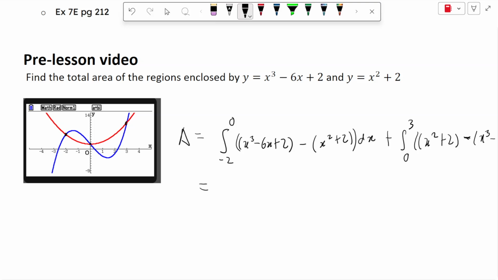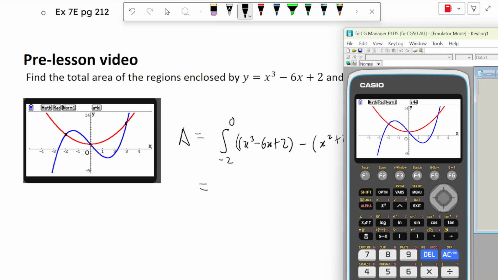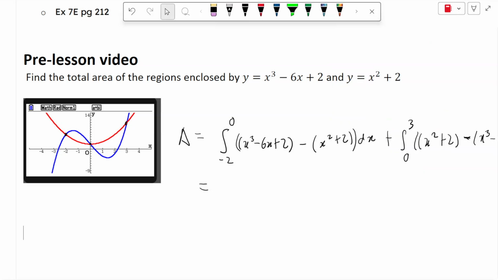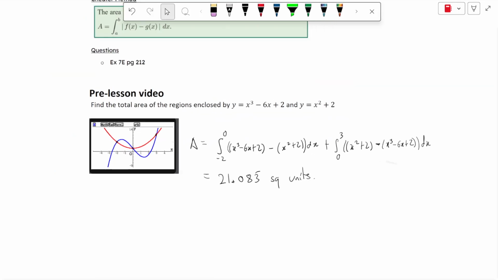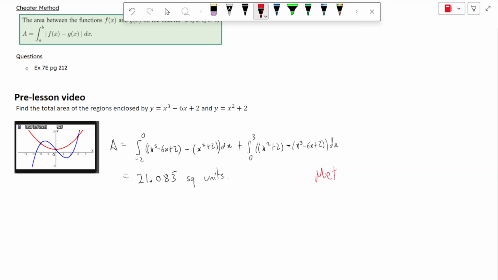Now, I reckon that this chapter was put into the curriculum before Casios were invented, because this topic is kind of like trivial on Casios. And you just hit mixed. You hit select on the first one, -2. And then you hit select on the last one, where they intersect, which is 3. And then that little green bit is the total integral, 21.083. Sorry, the total area, 21.083 square units. Done.